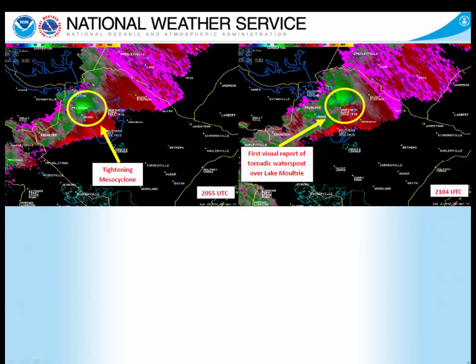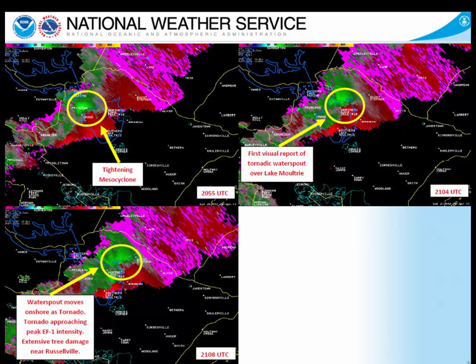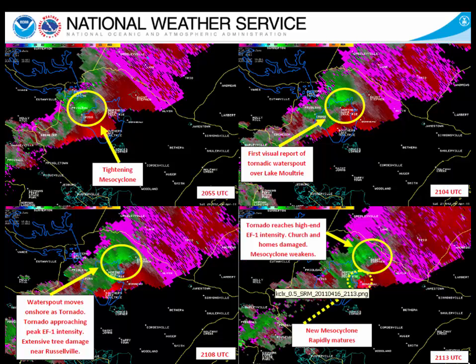About 4 minutes later, the waterspout moves onshore as a tornado. It starts approaching its peak EF1 intensity. There is extensive tree damage in the town of Russellville. Finally, the tornado reaches its high-end EF1 intensity. We have church and homes damaged in St. Stephen. Fortunately, at this point, the mesocyclone starts to weaken, although a new mesocyclone does rapidly mature.